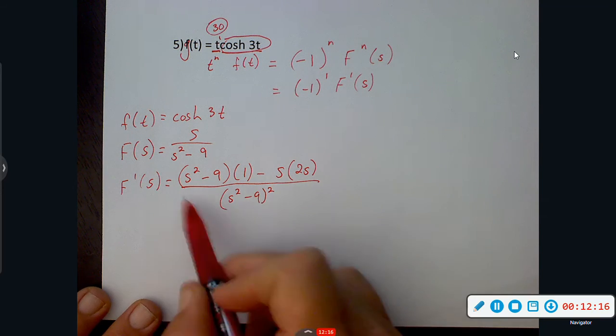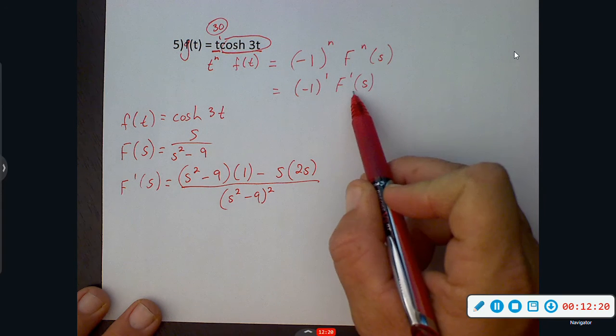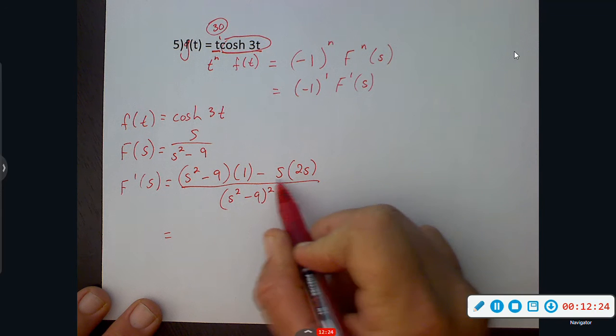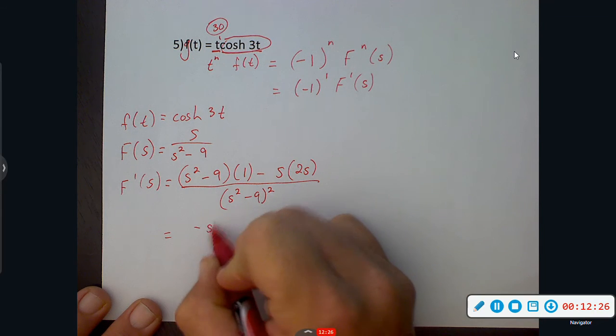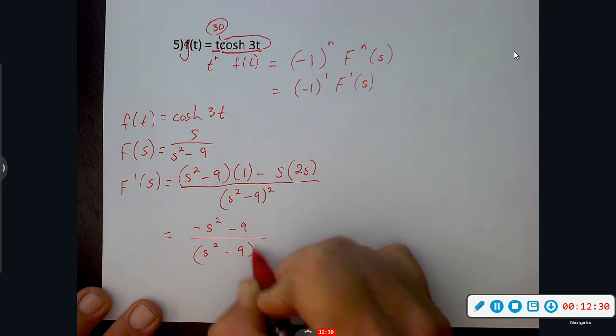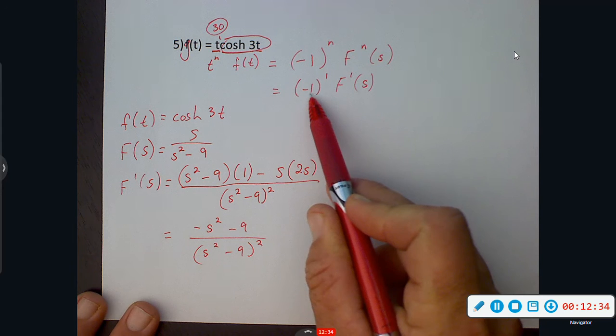All right, so that is the derivative of the Laplace transform, which we're going to plug in here. So we can probably clean this up, right? S squared minus 2s squared is going to be a negative s squared minus 9, all over s squared minus 9 squared. We can probably take out a negative 1. Oh wait, when we plug it back in, there's going to be a negative 1.